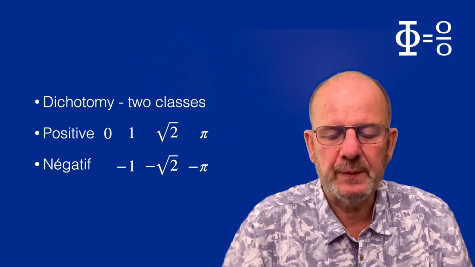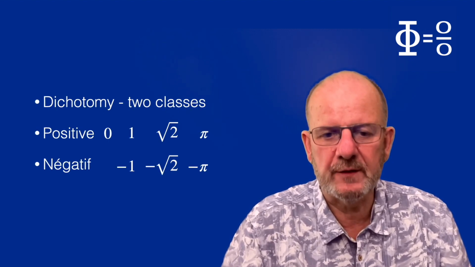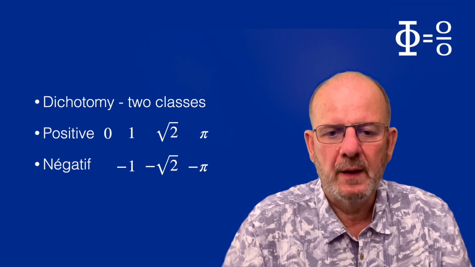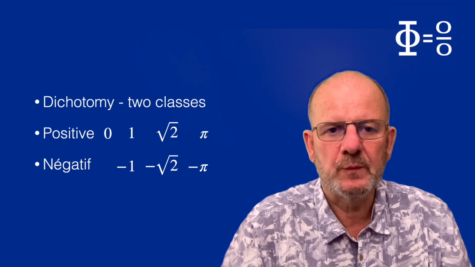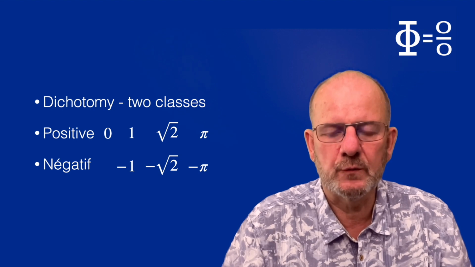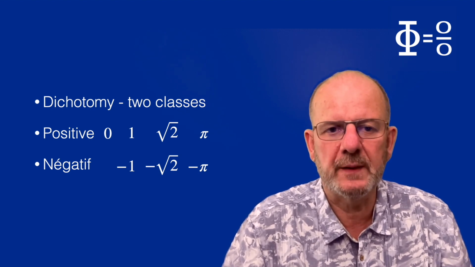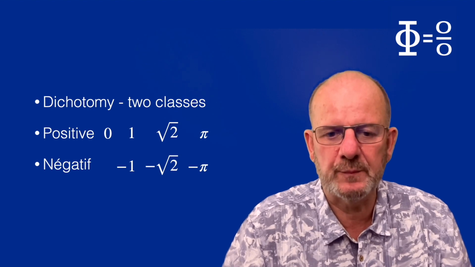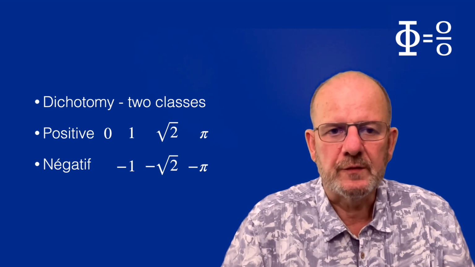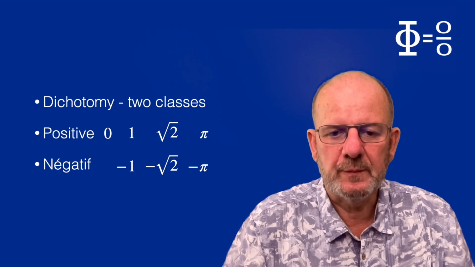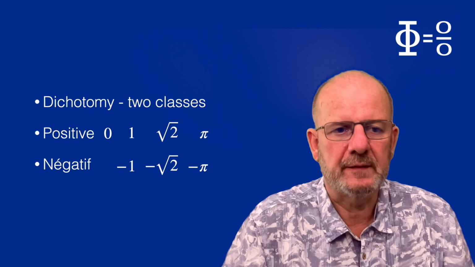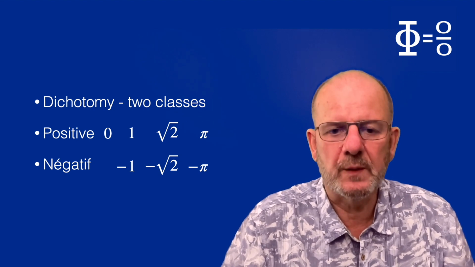French people split the real numbers into a dichotomy, two classes. They have positive numbers, which are numbers like 0, 1, root 2 and pi, and negative numbers, which are numbers like -1, minus root 2 and minus pi. Notice that French people say that 0 is a positive number, and that affects the whole of their mathematics. That's just the way they do things.